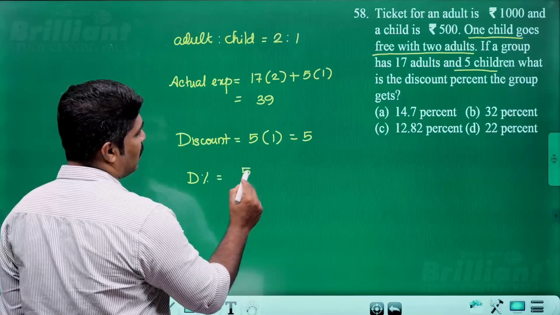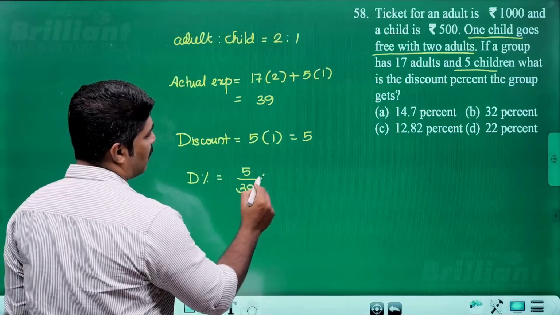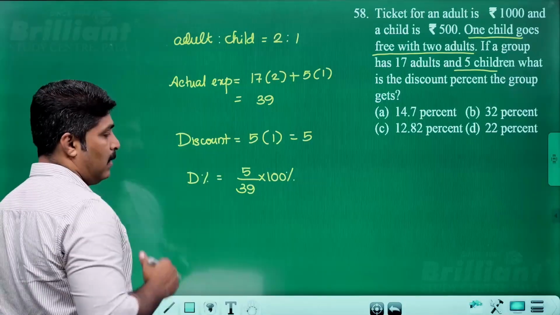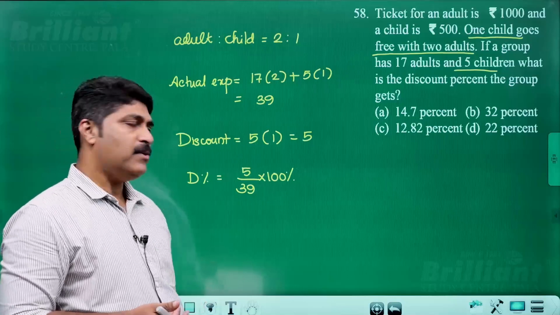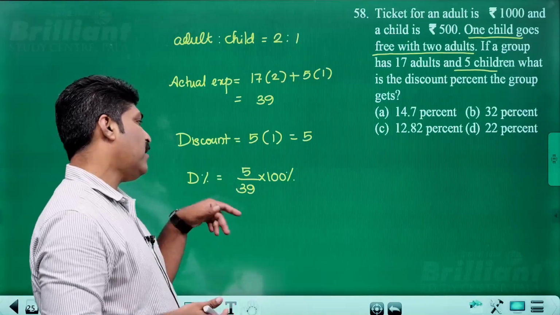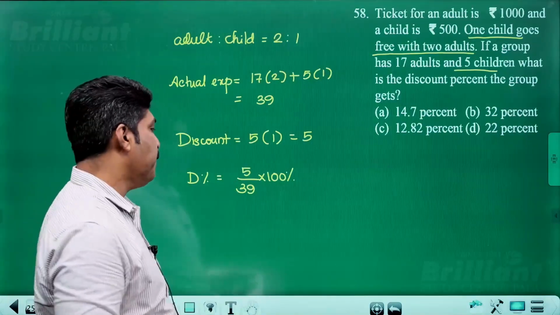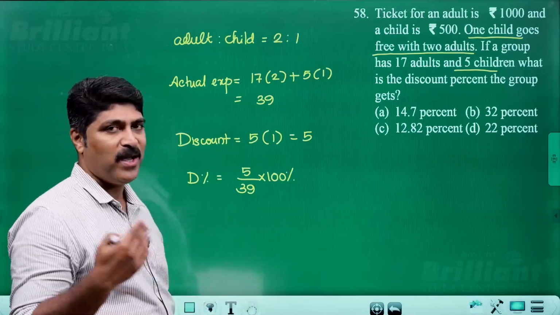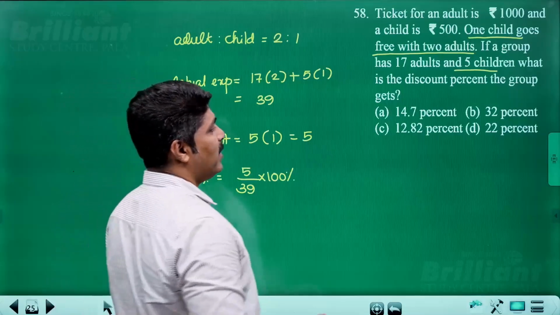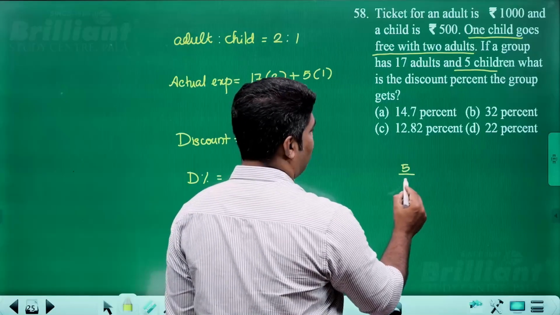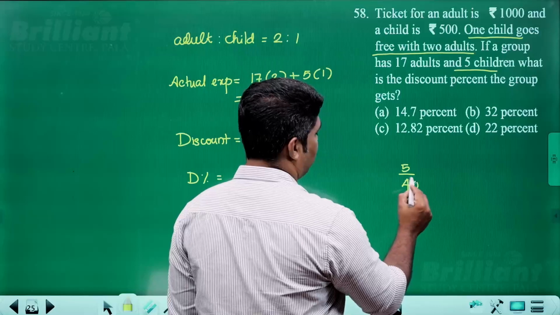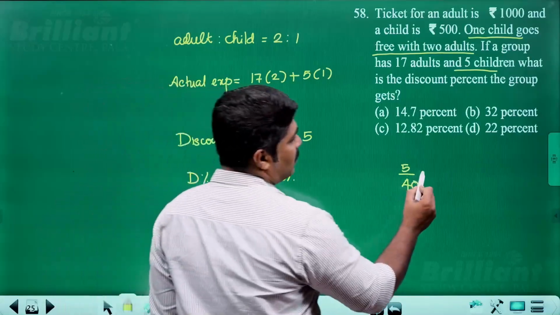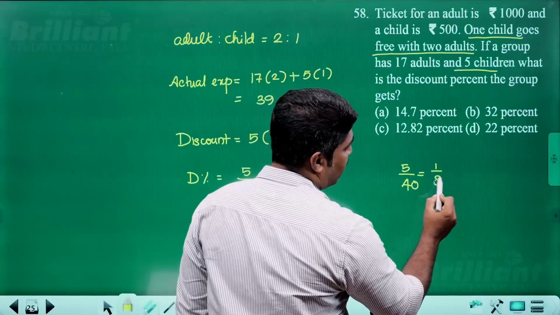Then we can find out what the discount percentage is here. This 5 is what percent of 39? In such a situation, you just simply consider, if it were 5 by 80, what would be the value there? Instead of 5 by 39, consider 5 by 80. Like that we just consider. Actually 5 by 40, not 80, 5 by 40. So this is equal to 1 by 8, right?